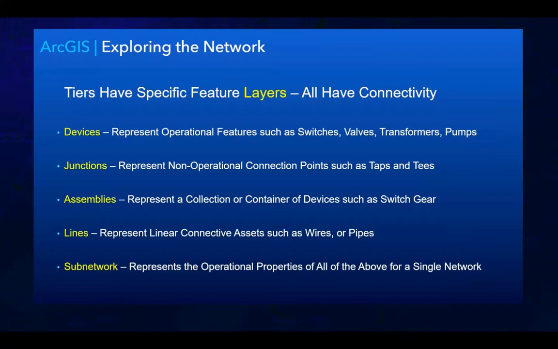Assemblies are a collection of devices and junctions that do a specific business at a given location. And then lines represent linear connected assets, such as wires and pipes. So for each tier, we also have a layer called the subnetwork, and it's a linear asset, but it represents the operational properties of all of the features within a single feeder. So we call that a subnetwork.